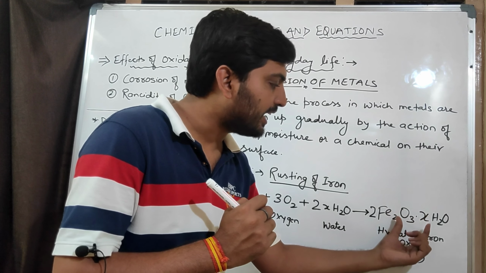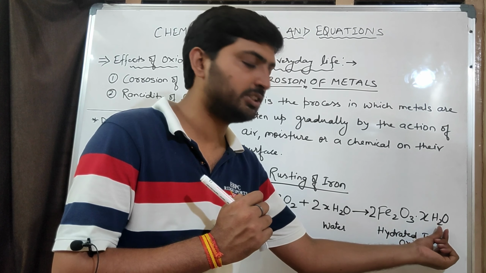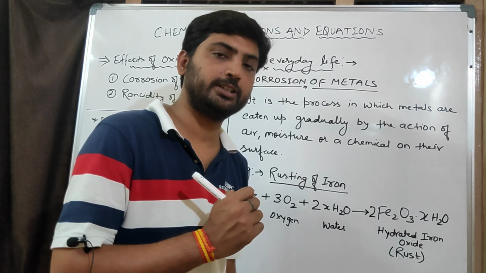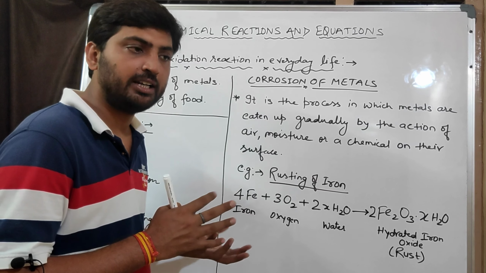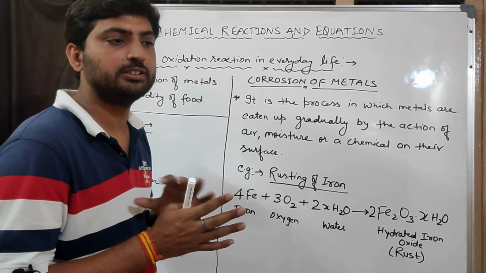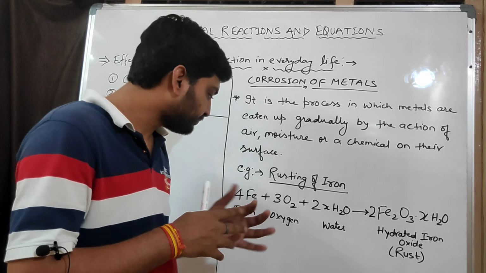Hydrated iron oxide means iron oxide with the presence of water. Fe2O3 is iron oxide into XH2O. H2O is water. We will balance it. Balancing, you know how to balance. If you don't know how to balance, see Chemical Reactions and Equations, lecture 1.